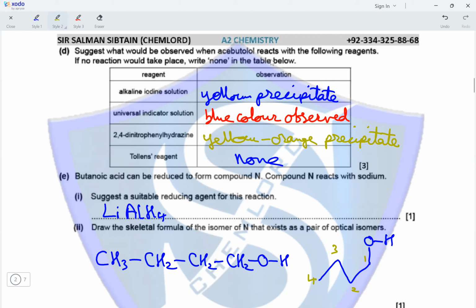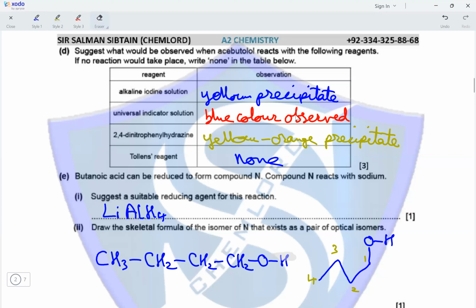And the question says draw the skeletal formula of an isomer of N that exists as a pair of optical isomers. So we need to convert this into an isomer. What we have drawn here is butan-1-ol, the alcohol that forms when butanoic acid is reduced. So now we need to convert this into an isomer that has optical isomers.